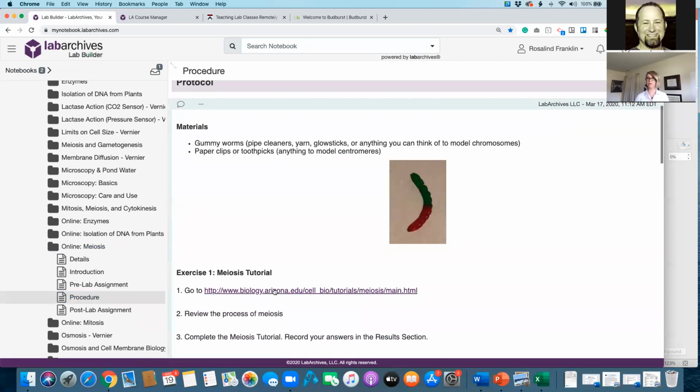Another way to do it is just find different ways to model things. So this is meiosis. It's a way of modeling chromosomes with gummy worms. You could let them decide how they want to do it, but think of fun ways. It could be gummy worms, it could be toothpicks. Give the student some ownership to decide how they want to model things, but also make it fun. It doesn't have to just be drawing.